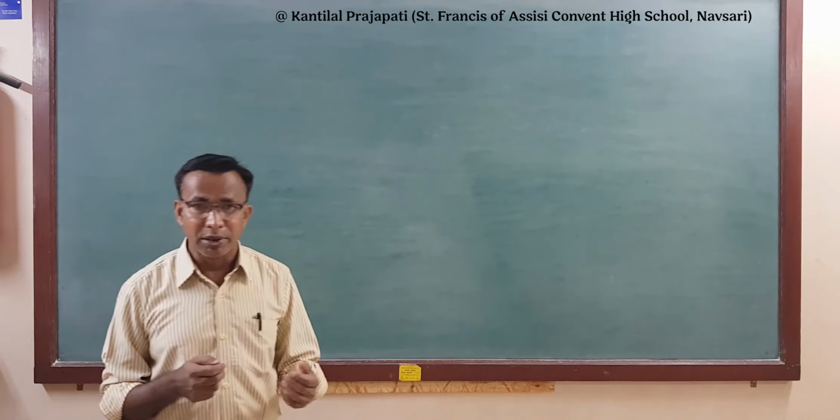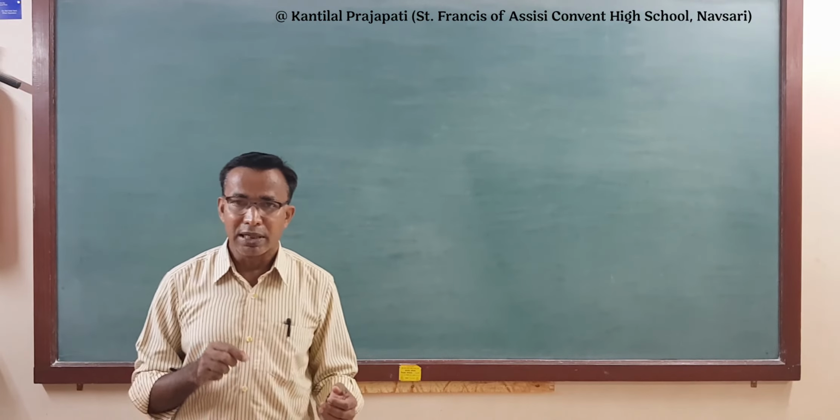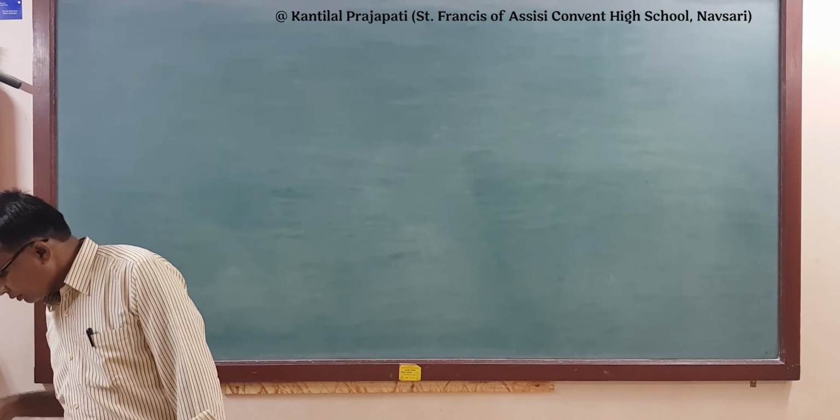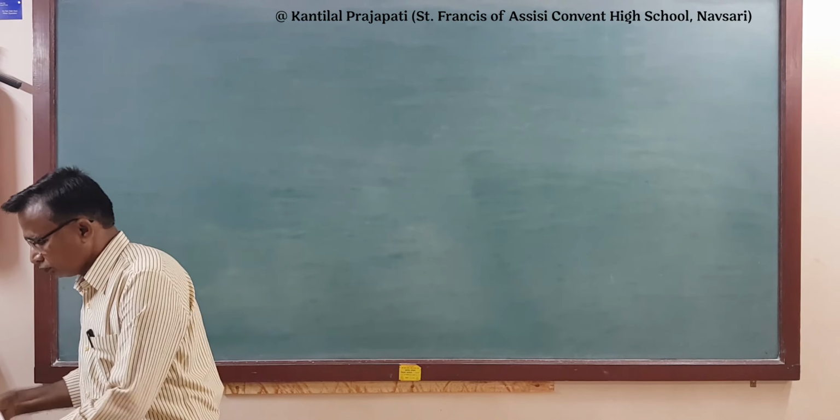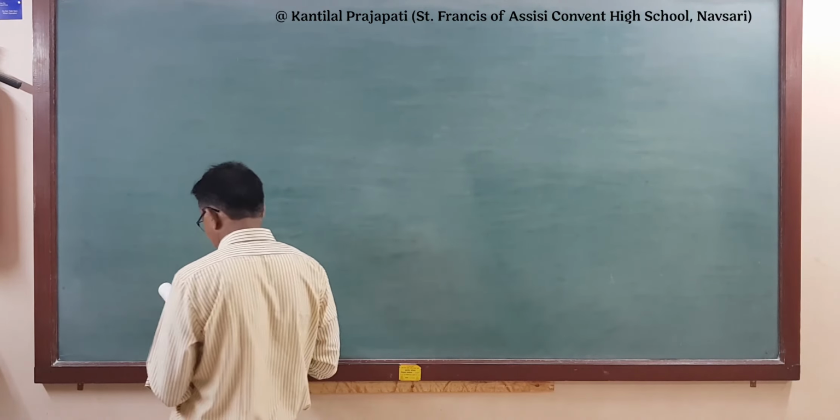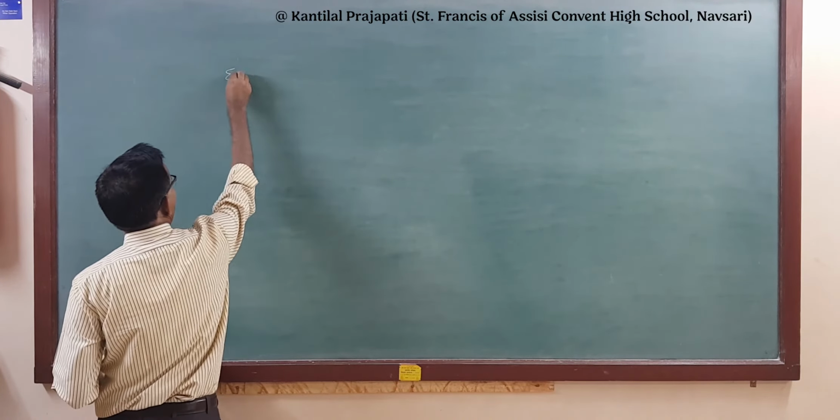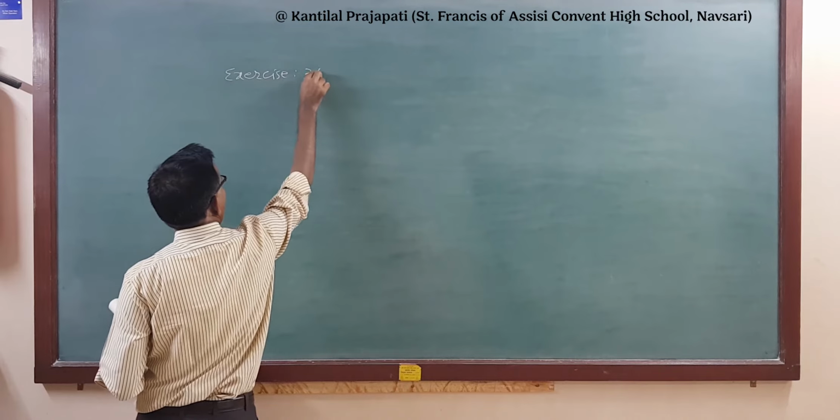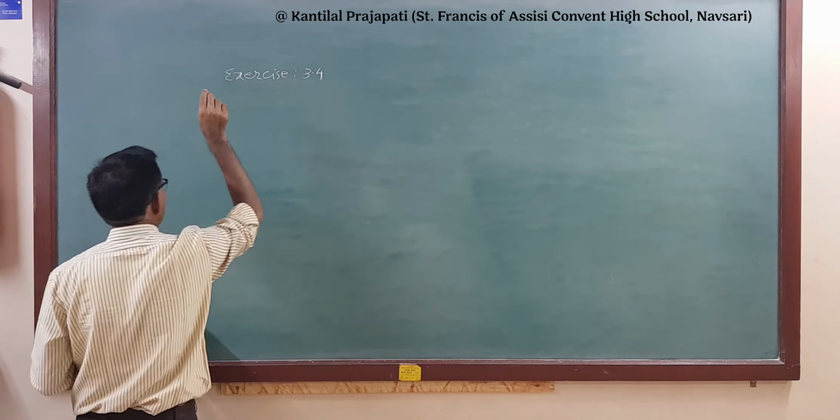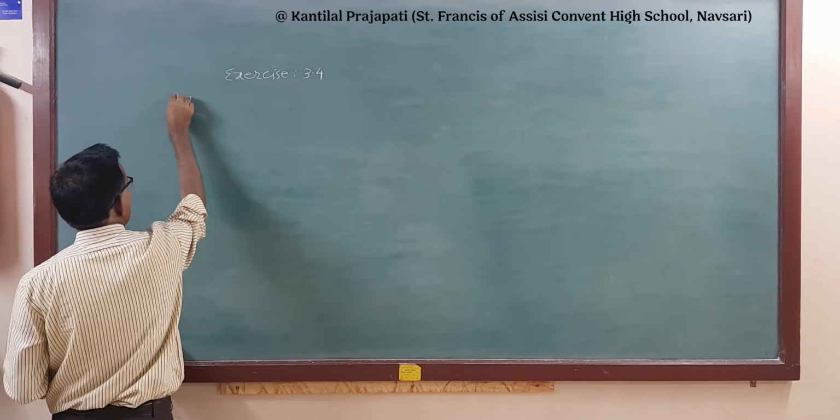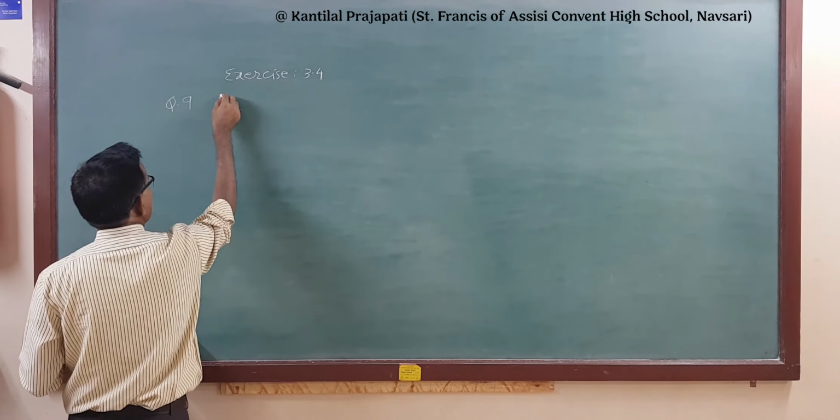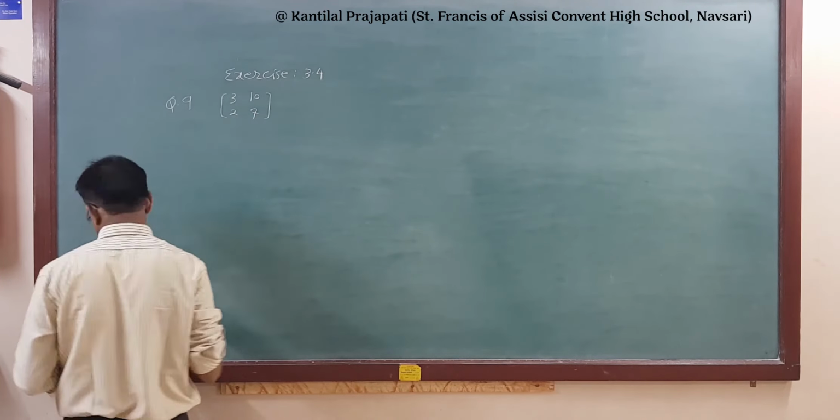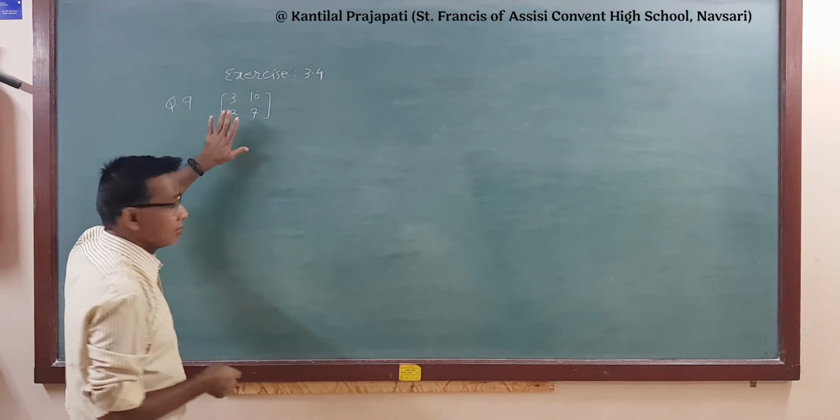Now I am going to consider an example in exercise 3.4. First I consider a 2 by 2 matrix, question number 9 in exercise 3.4. The matrix is 3, 2, 10, 7. We have to find the inverse of this matrix.